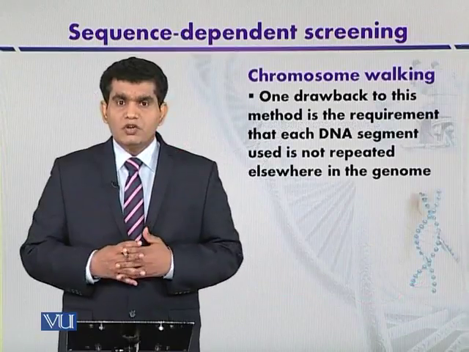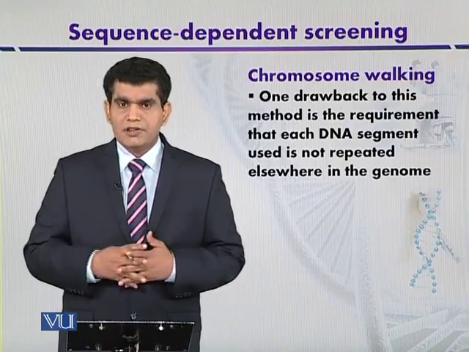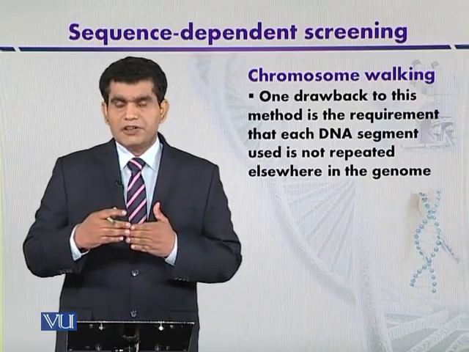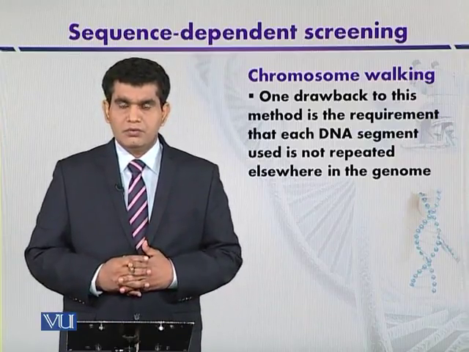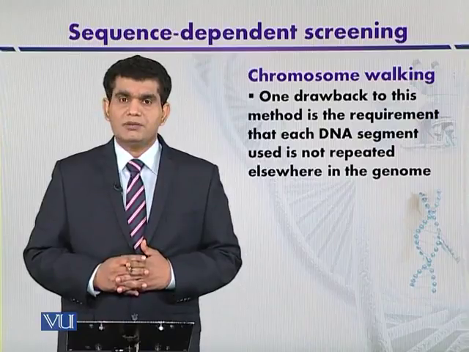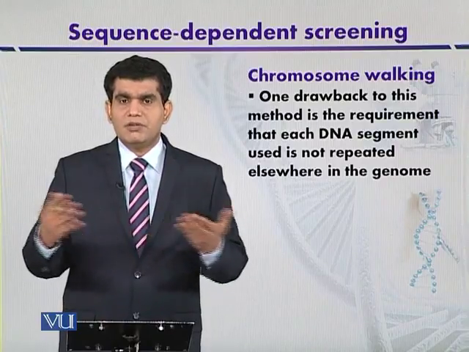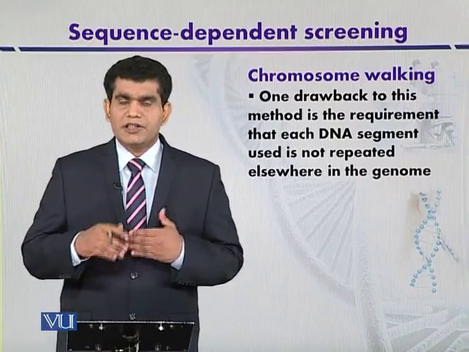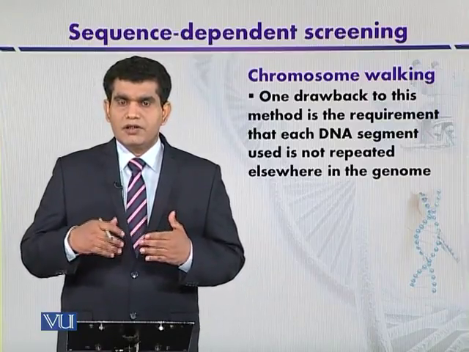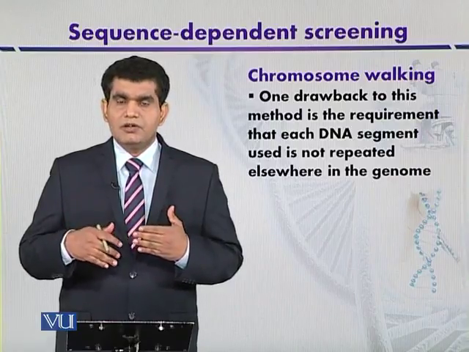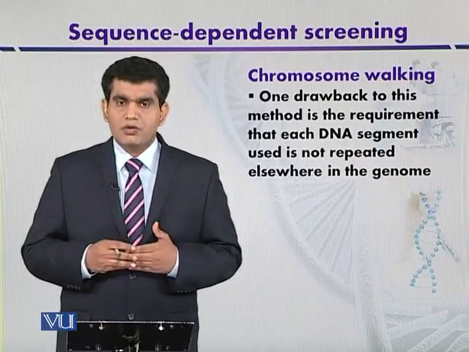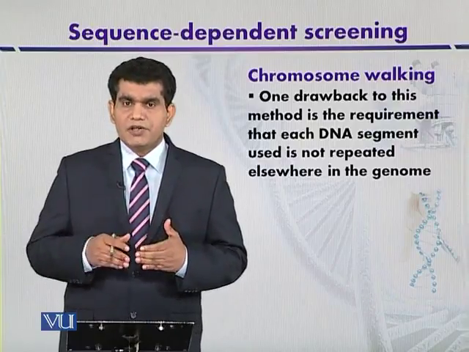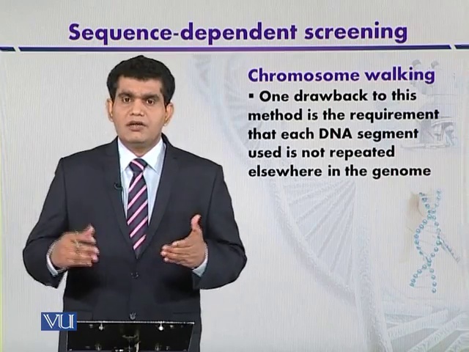One drawback of chromosome walking is that repetitive DNA must not be present elsewhere in the genome, because if repetitive DNA is present, the detection may be confusing. This technique of chromosome walking has been extensively used for the detection of different genes in Drosophila, because in Drosophila the repetitive DNA segments are not prevalent when compared with higher organisms.